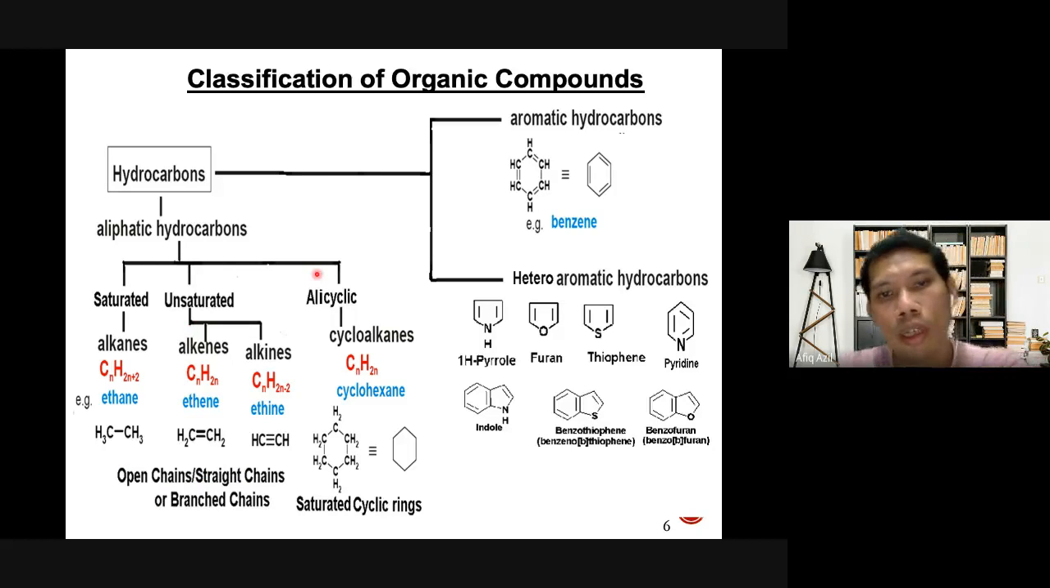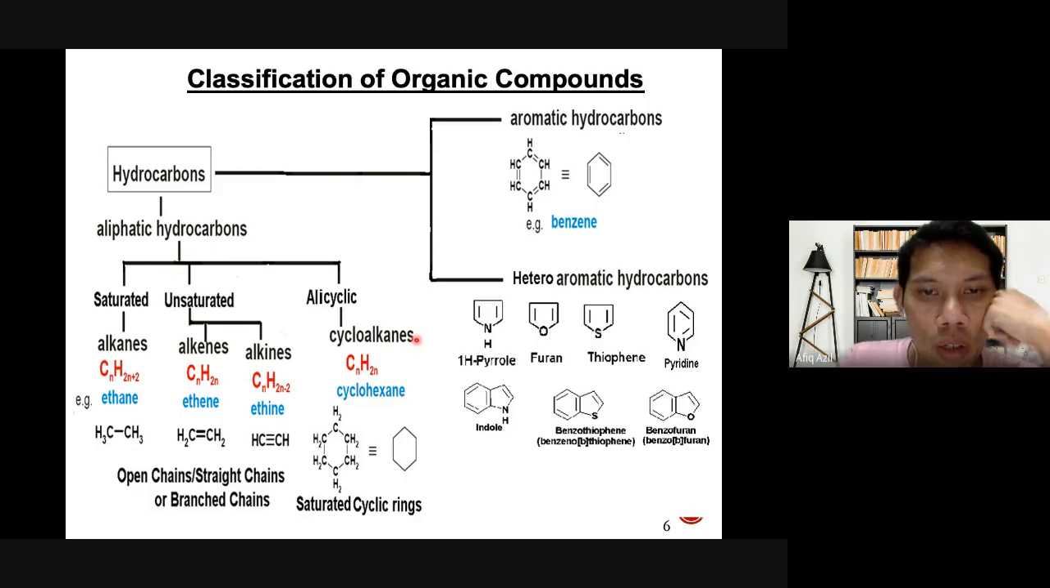Whereas for cyclic, they fall under another category which we call cycloalkanes, or it can also be cycloalkenes and so on. So open chain or straight chain, and you can also have the cyclic form. But all of this is without any other functional groups present.